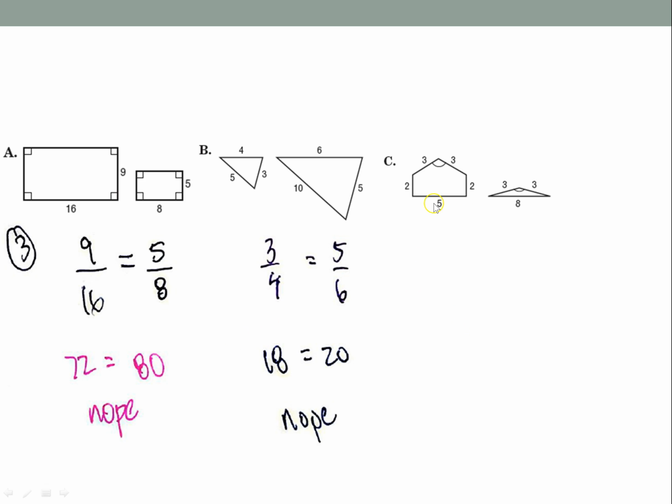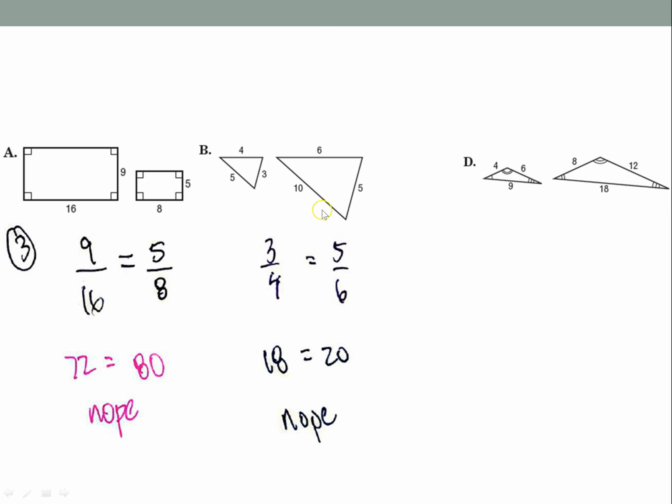So how many sides does the first shape have? It has 1, 2, 3, 4, 5. The second shape only has 3. There is no way that these are similar shapes because they don't even have the same number of sides. No math required. Logic. So bad, I'm going to make them disappear. Cadabra. All right, let's talk about D.